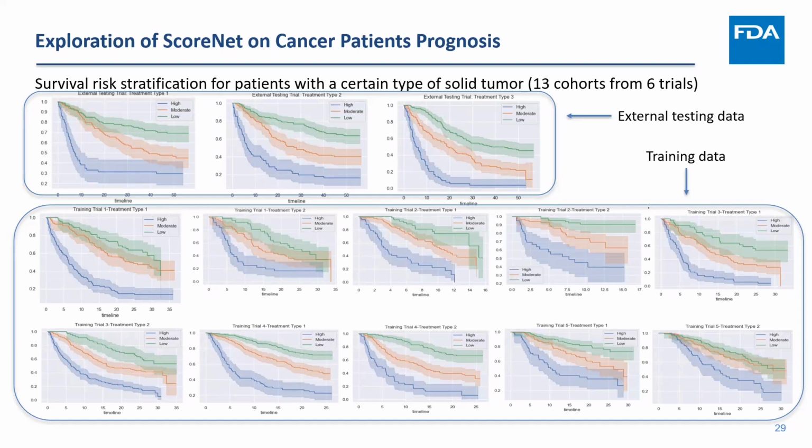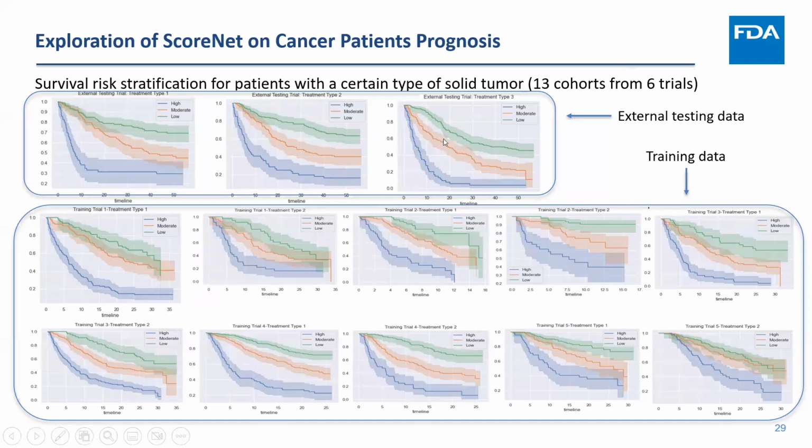And once you get the score, based on the bins, we have 3 bins. I think 0 to 10 is low risk, 10 to 19 is moderate, and larger than 19 is high risk. So you can see we have very good separation, and also we have 5 different treatment types mixed together.